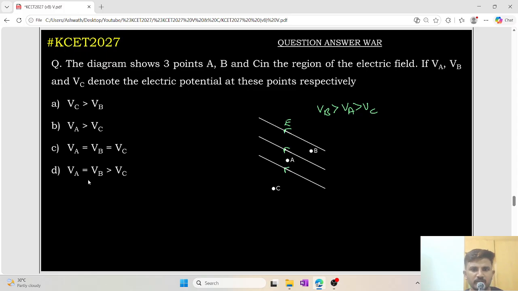Okay, so now VB is greater than VC. Where do I have VA equal to VB? Wrong. VC is greater than... no, wrong. In the direction of electric field potential decreases. None of the options are correct. So let me write one more option where greatest will be at B, and then that will be greater than VA, which will be greater than VC. So electric field will be the same at A and B, but electric potential will be more at B because it is in the direction. Clear? Next.